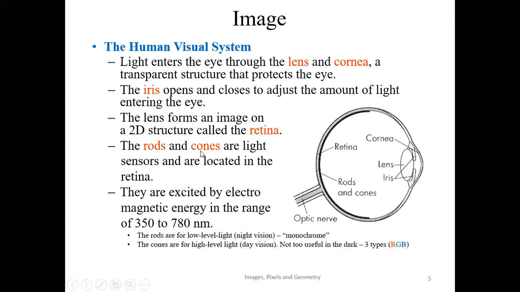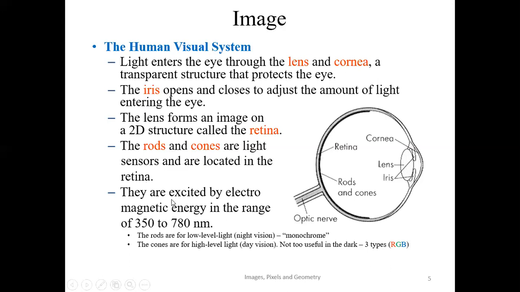Okay, the rods and cones are light sensors located in the retina. So in the retina, we have different types of spatial sensor cells. These cells actually react to light. And whenever you look at an object, its image is formed in your retina.